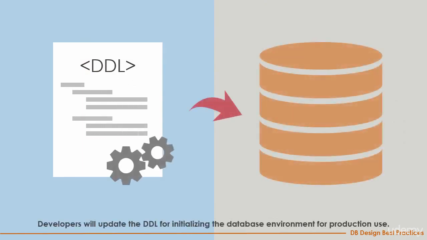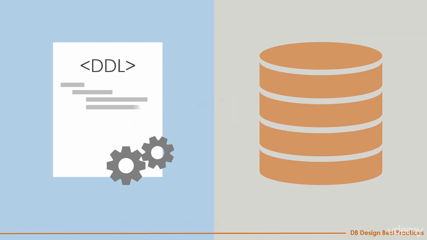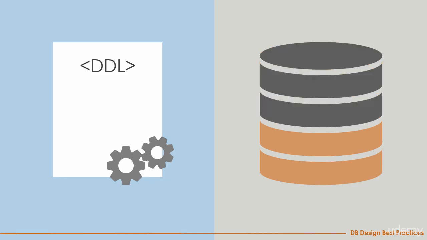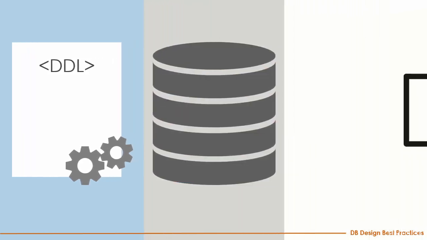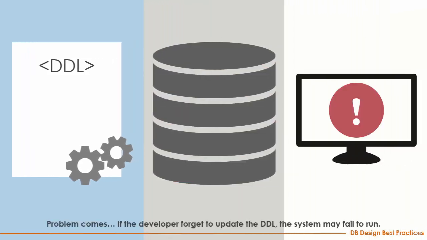Ideally, everybody will update the data definition language file, the DDL, for initializing the database environment when we roll out to production. But the problem comes when someone forgets to update the DDL accordingly. Then when we run into production, we will have a lot of problems because some columns or tables are missing.